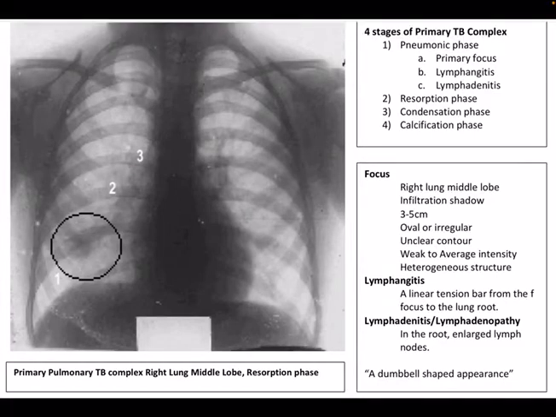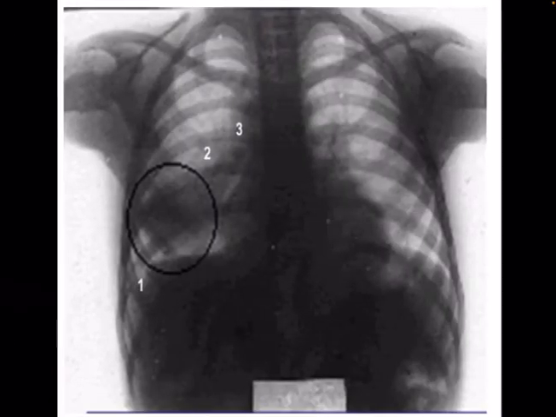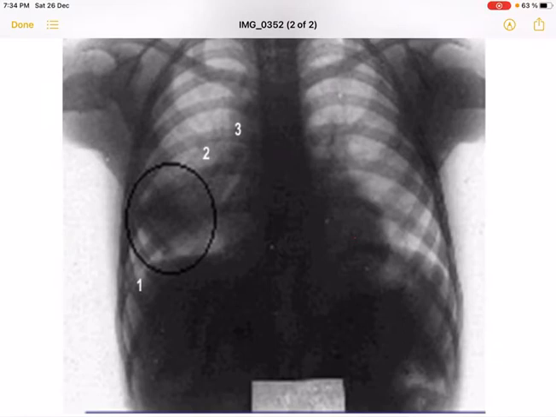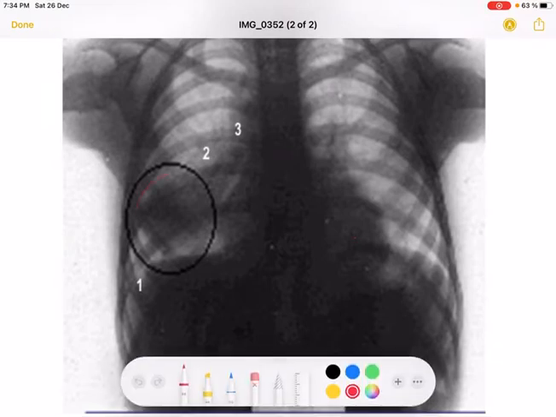As we discussed earlier about the first phase of primary TB complex. Before going through this X-ray, you need to know the early phase that we already discussed. I will show you that one first. Here we can see primary TB complex, a dumbbell shape. The first one is the primary focus.